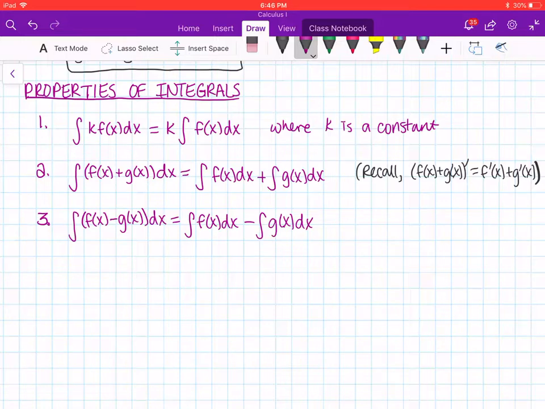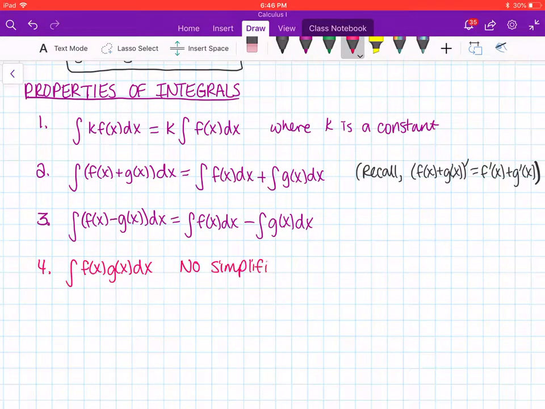Okay, so we talked about addition, subtraction. The next thing we wanted to mention would be multiplication. Now, it would be really nice if you could just split the integrals apart. However, it's impossible to do. You can't do it. So there's no simplification here. And we're sad because it would be a lot easier, but that's actually why Calc 2 exists, is to find the integrals of these different things.